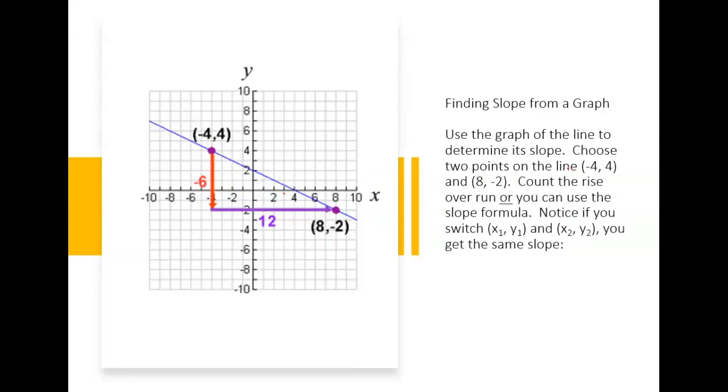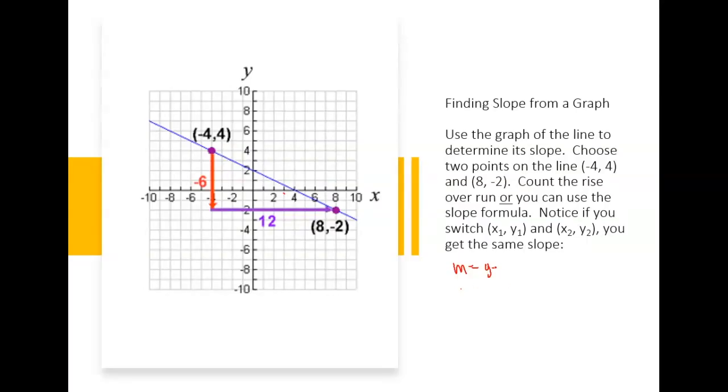It says choose 2 points on the line. So we did -4 and 4, and 8 and -2. Count the rise over the run, or you can use the slope formula. I like to use the slope formula. This one uses the rise. So from here to here, if I'm looking at my graph, how many do I go down till I reach this point? So I go down 6 and I go over 12. So your rise would be -6 over your run, which would be 12.